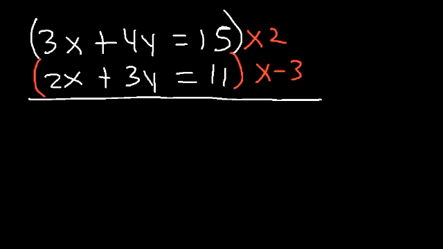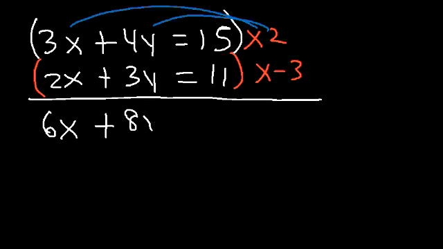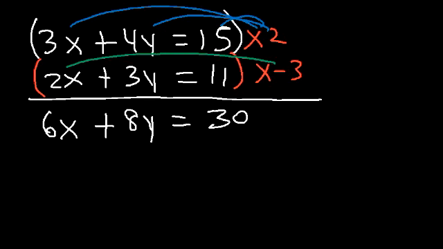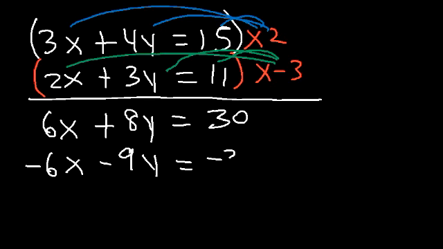So 3x times 2, we said, is 6x. We need to distribute the 2 to every term. So 2 times 4y, that's going to be 8y. And then 2 times 15 is 30. Now let's do the same thing with the negative 3 in the second equation. 2x times negative 3, that's negative 6x. Negative 3 times 3y is negative 9y. And negative 3 times 11, that's negative 33.